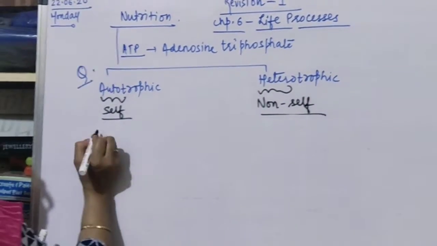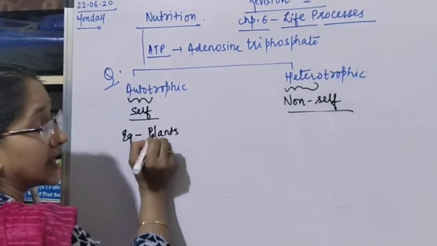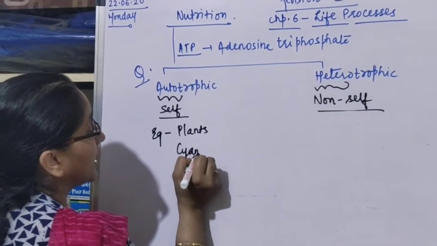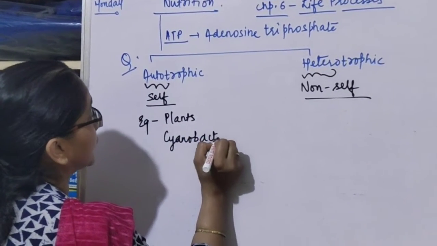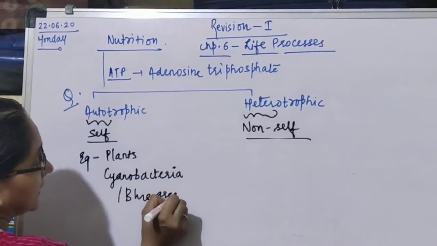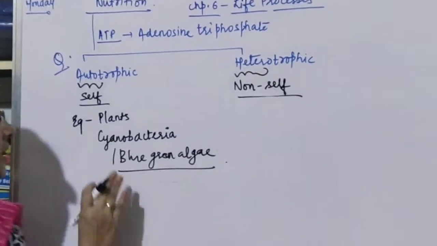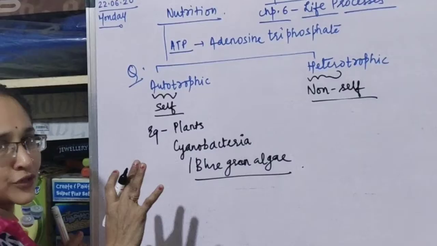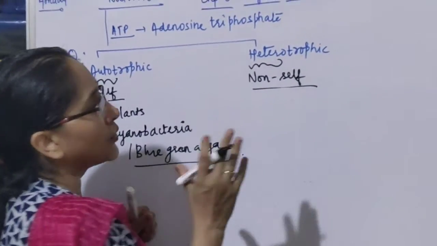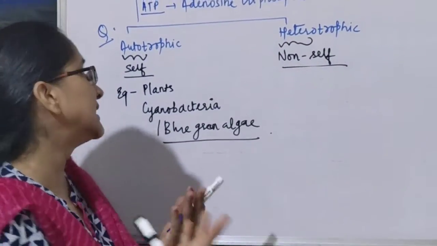And when we talk about examples of autotrophic organisms, it includes basically the plants and certain bacteria, for example the cyanobacteria or blue-green algae, which is also included in this category. So cyanobacteria, or blue-green algae, is a bacteria that carries out the autotrophic mode of nutrition. When we talk about heterotrophic mode of nutrition, it includes amoeba and organisms like Homo sapiens, like us.